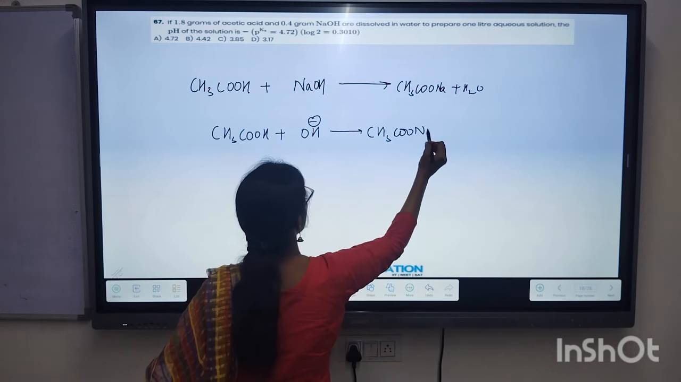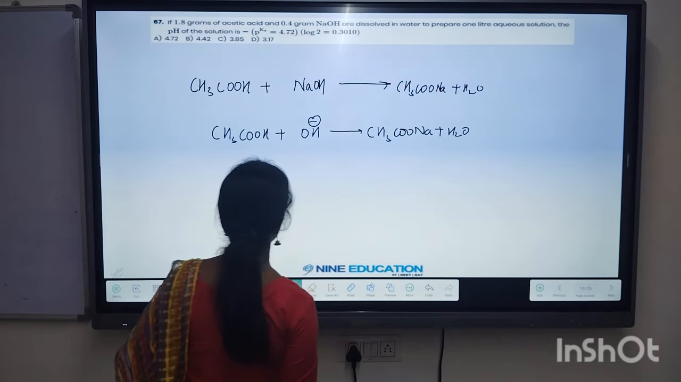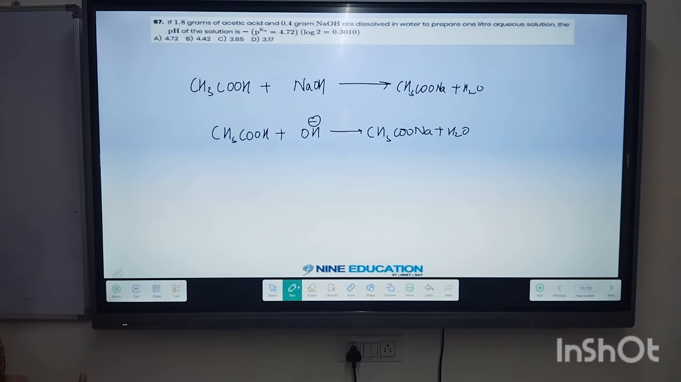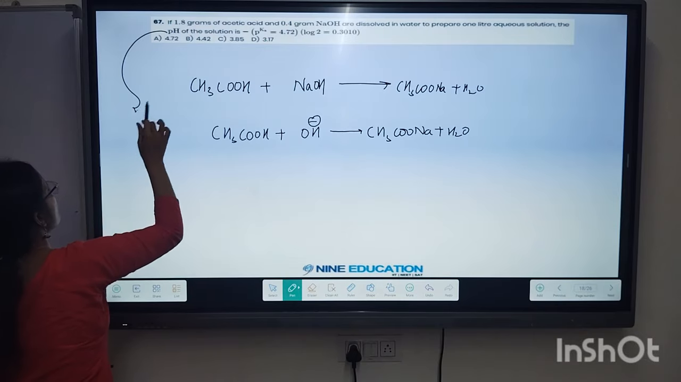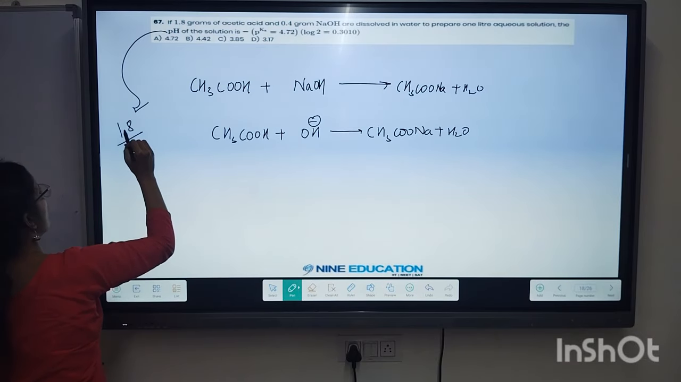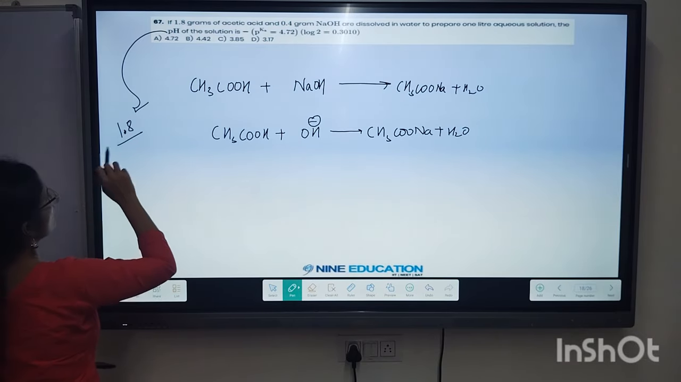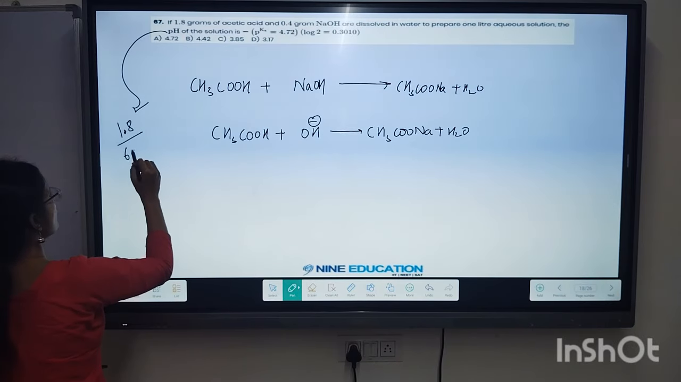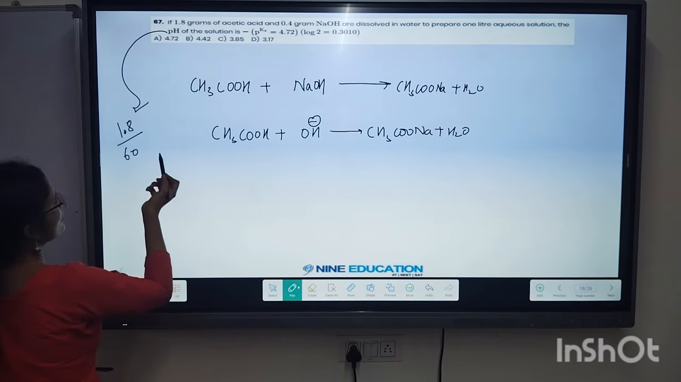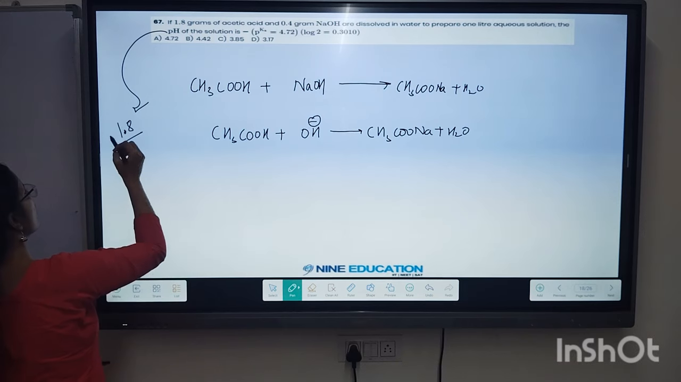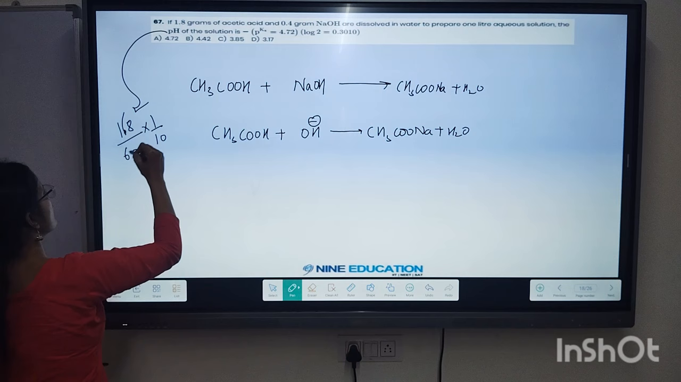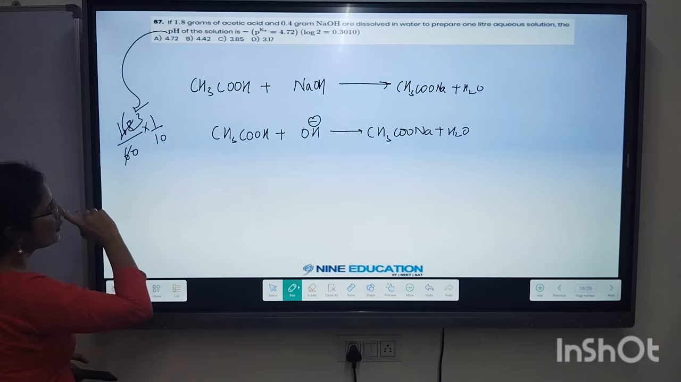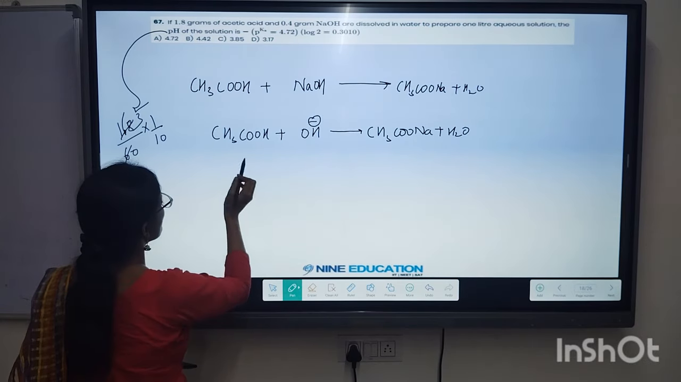It will be giving us CH3COONa plus water. Now in order to understand the nature of the solution and the reaction, we should see the amount which is provided. For CH3COOH, it is given 1.8 gram. If we find out the moles, CH3COOH is 60 gram per mole. It is a very common one, so we kind of remember it. 1.8 divided by 60 gives 0.03 moles. Okay, we can go with moles here.